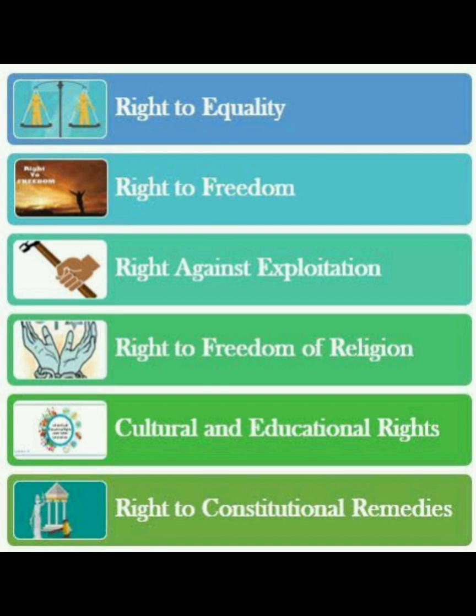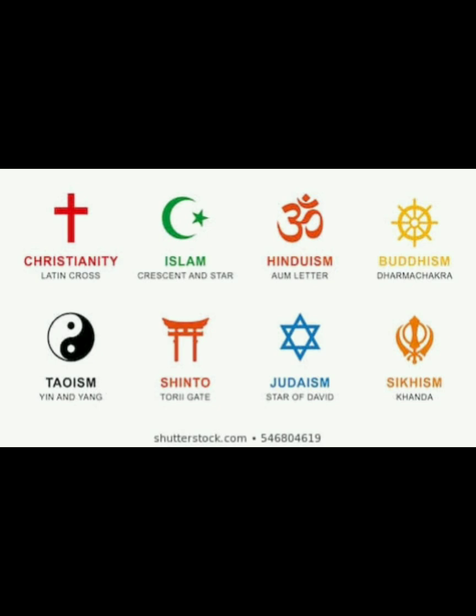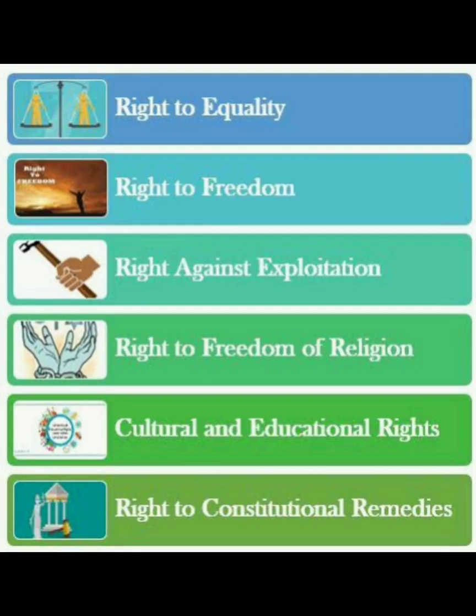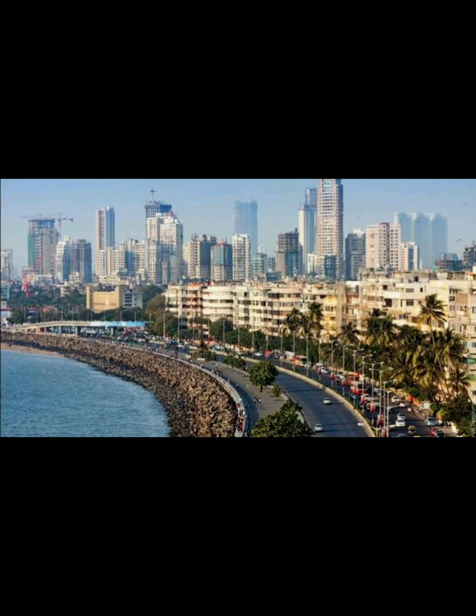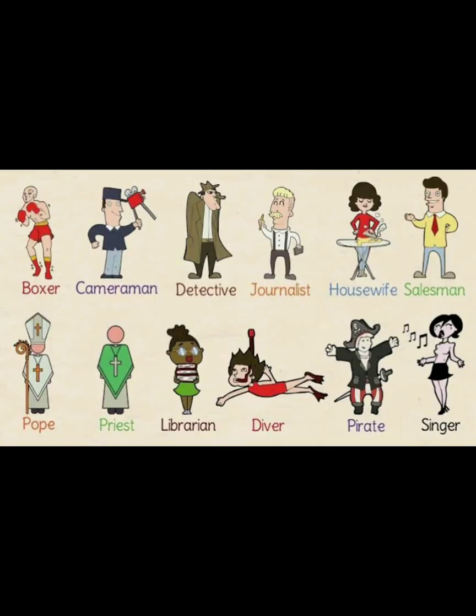They are: number 1, right to equality. This means all citizens, irrespective of their religion, caste, sex, race, and place of birth, are equal before the law. Number 2, right to freedom. We are all free to speak, live, and travel within the country and choose any profession to earn a living.